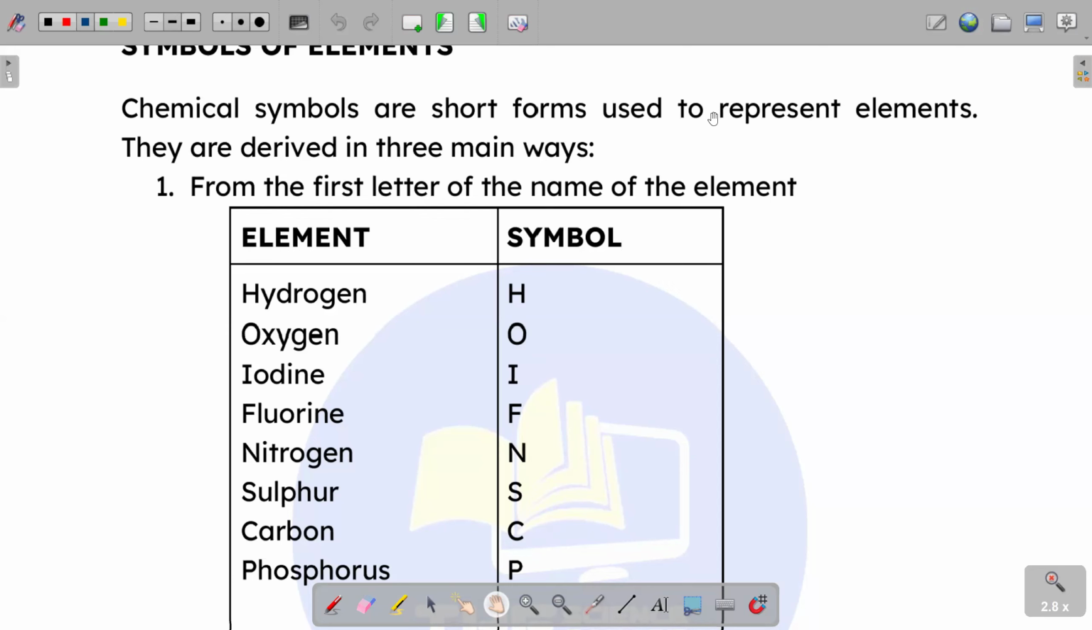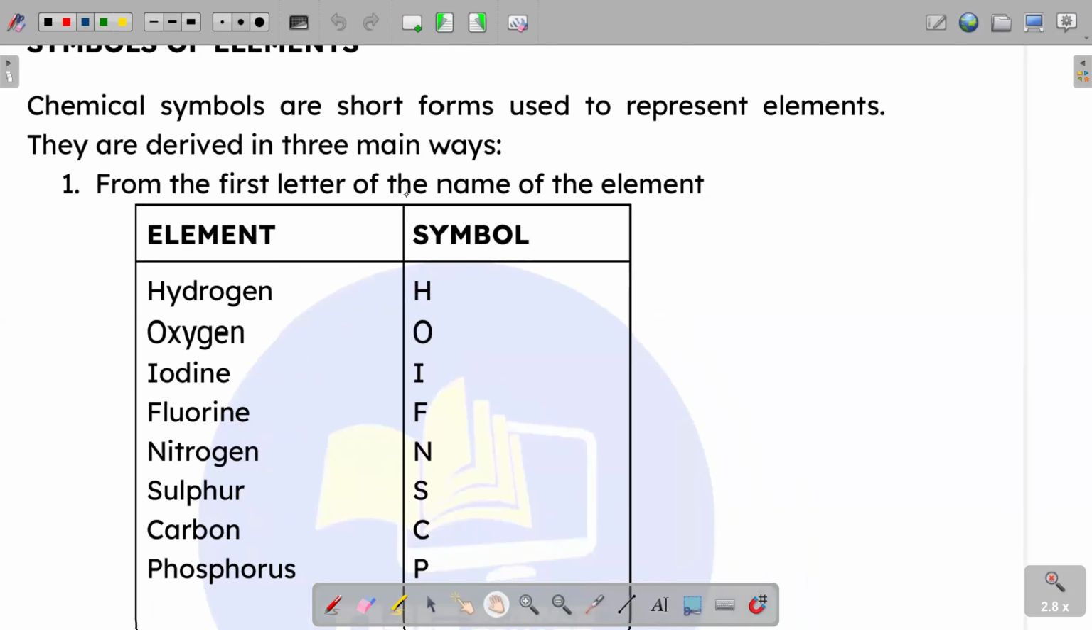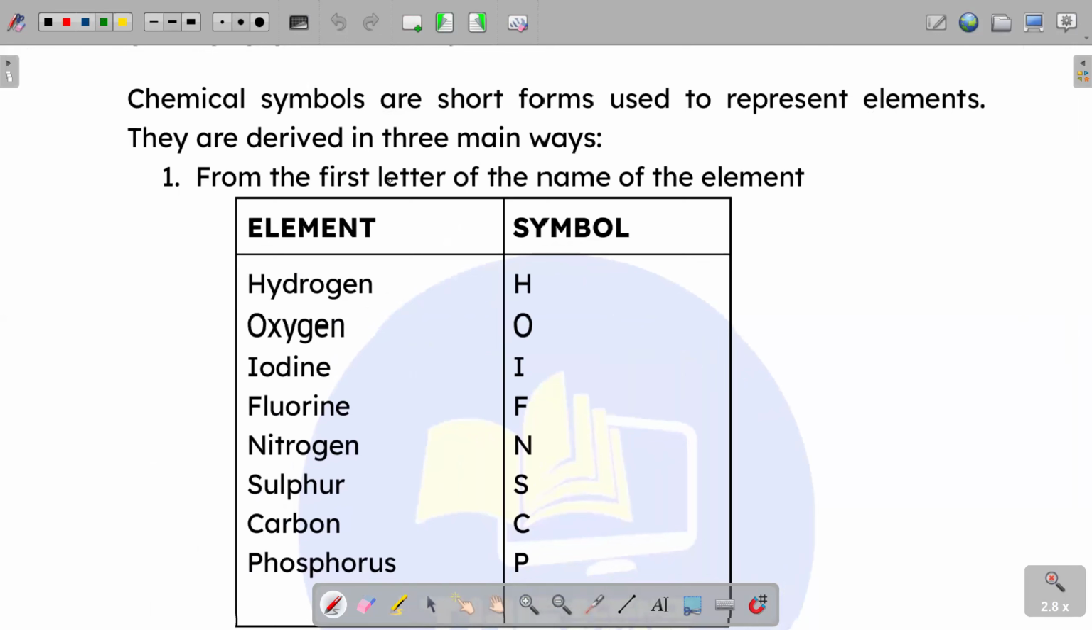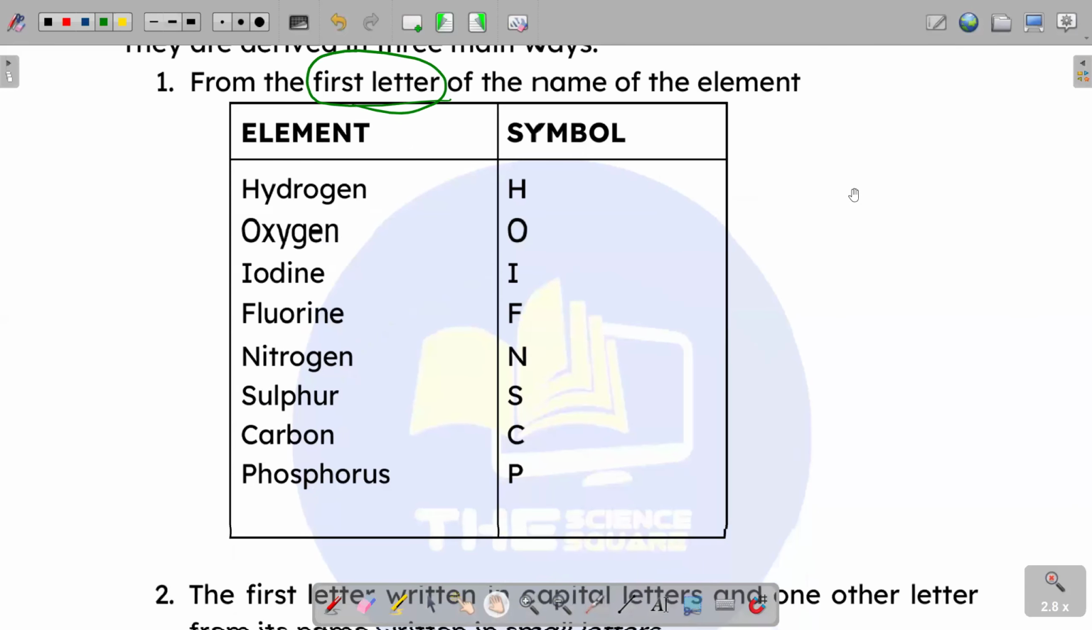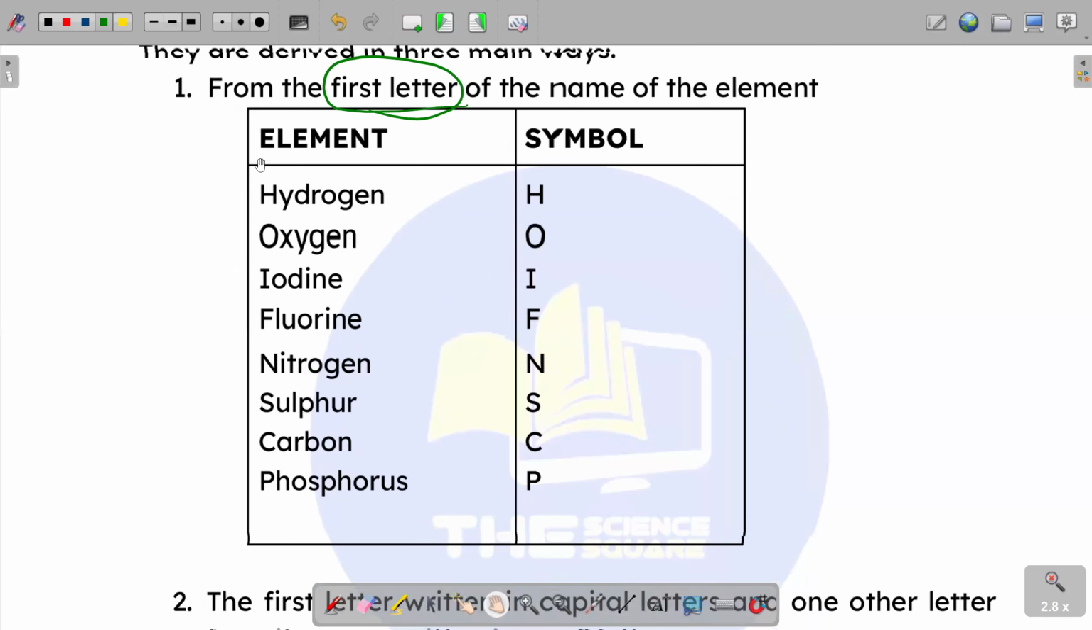Now, the first way with which element symbols are obtained is from their first letter. The symbols of some elements are obtained from their first letter. These are examples of such elements. We have hydrogen. The first letter of hydrogen is H, so that is where its symbol is gotten from. Symbol H. Oxygen, O. Iodine, I. Fluorine, F. Nitrogen, N. Sulfur, S. Carbon, C. And phosphorus, P.